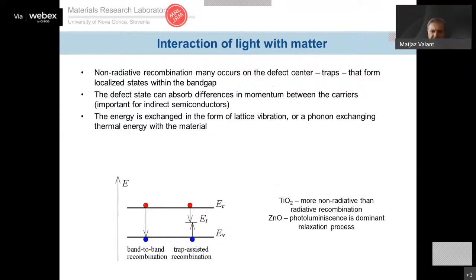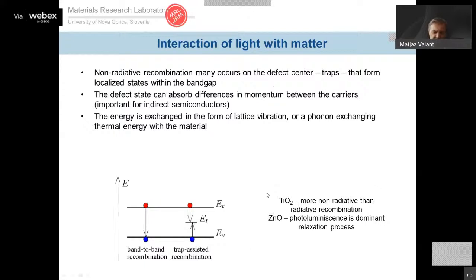The defects can also absorb the difference in momentum between the carriers. And that is important, of course, for indirect semiconductors. And that will also cause some changes in the lifetime and in the probability for the exciton to relax. In such cases, the energy is exchanged in the form of lattice vibrations. We know that phonons are lattice vibrations. So they can really accept some thermal energy in the material and increase their phonon energy.